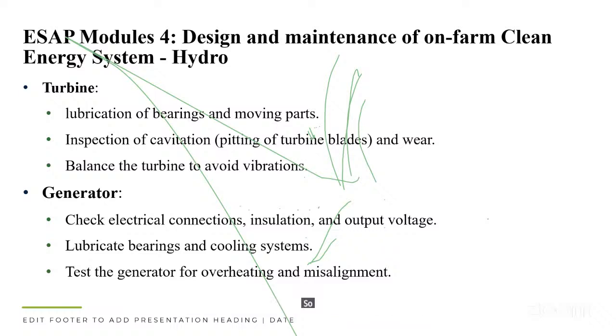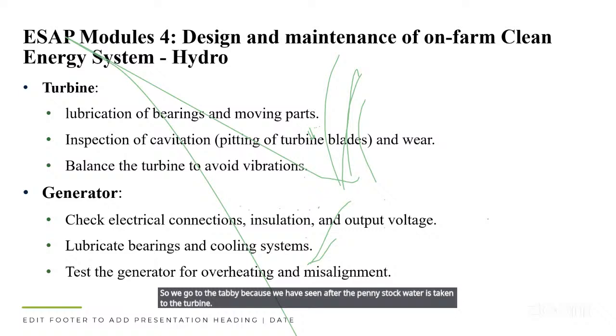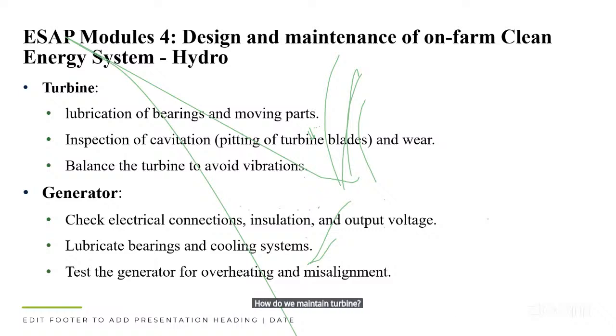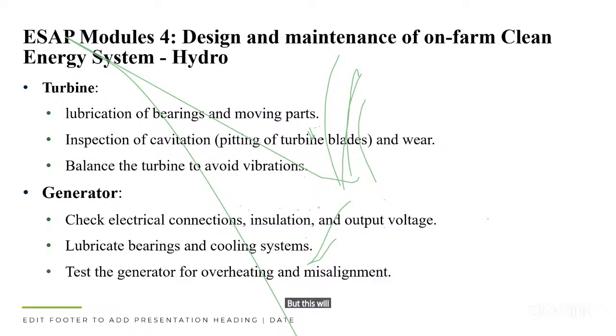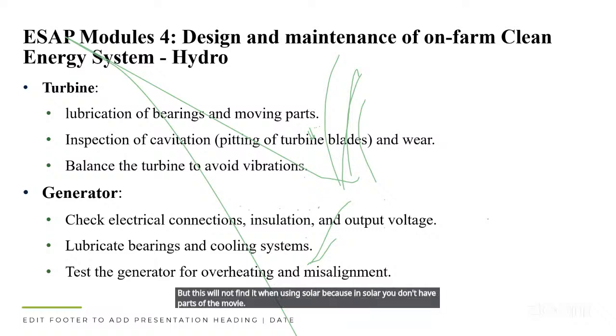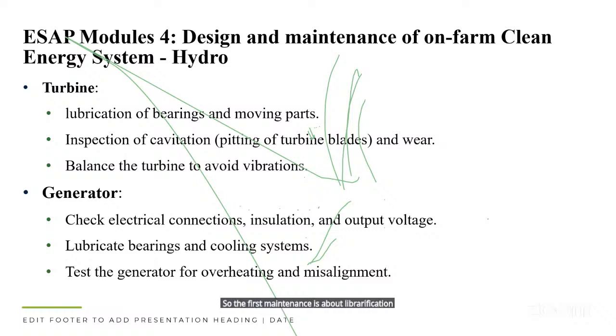So we go to the turbine, because we have seen that after the penstock, water is taken to the turbine. How do we maintain the turbine? To maintain the turbine, we do lubrication of bearings and moving parts. This is a big problem with hydropower and with wind, because we have moving parts. But you will not find it when using solar, because in solar, you don't have moving parts. So the first maintenance is about lubrication of bearings and all moving parts. And if they are faulty, you have to replace them.